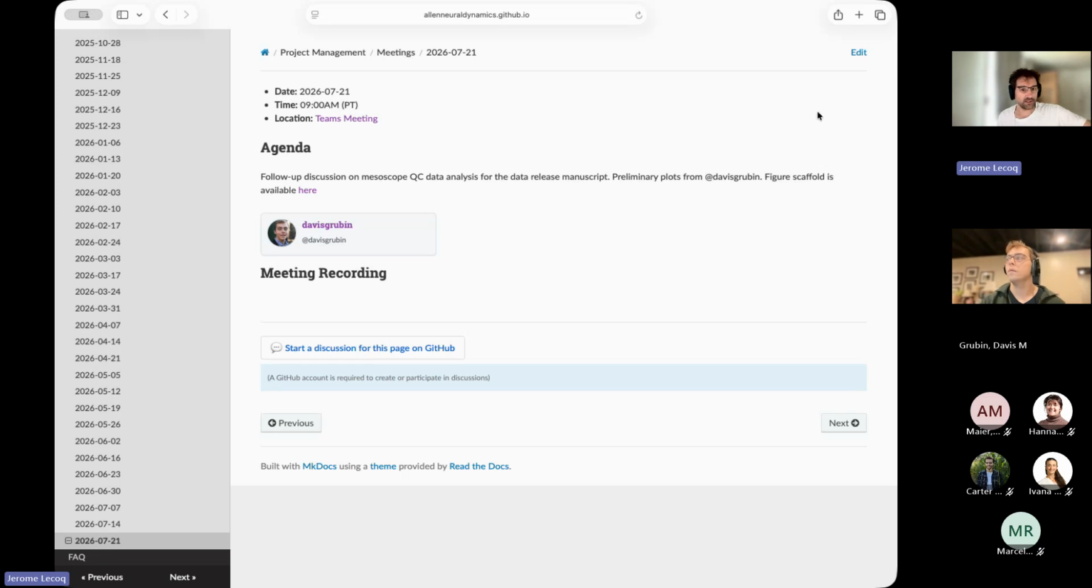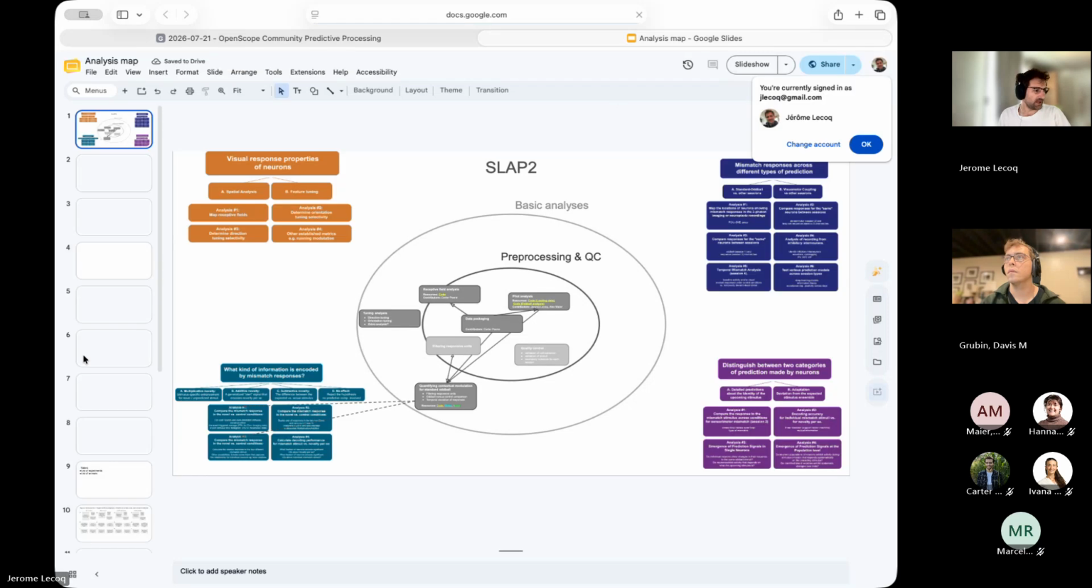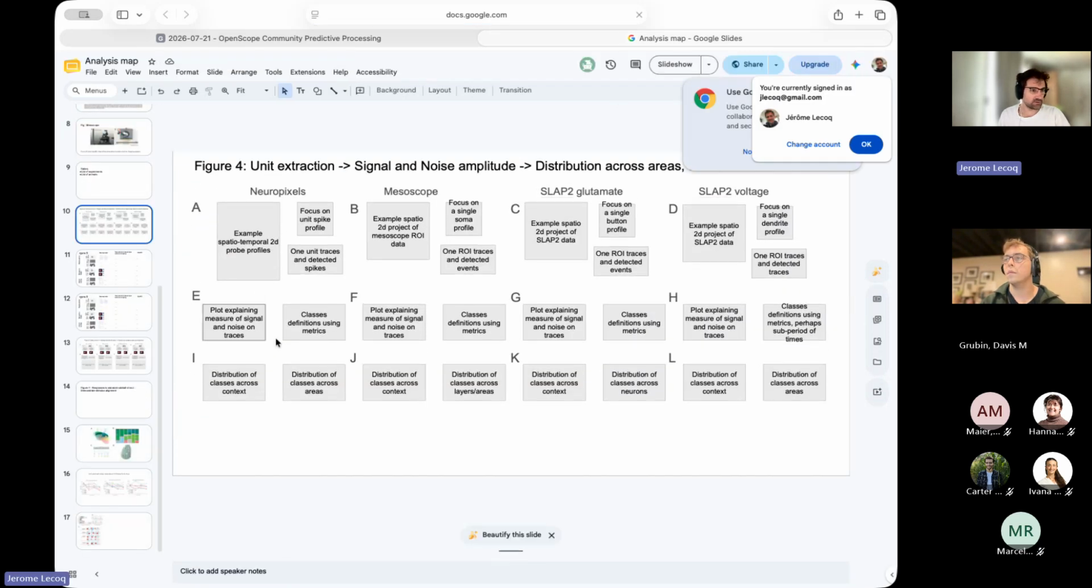Okay, so today our agenda is to go over some of the two-photon analysis that Davies and others have done to scaffold a figure. Last time we discussed this, we agreed to sort of... I laid out a potential structure, and so the intent, yes, this is this figure.